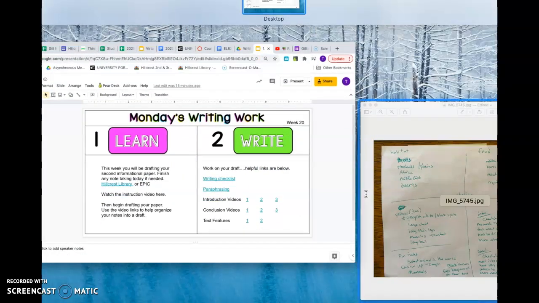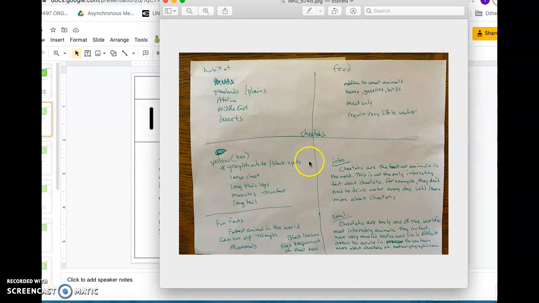So, as an example, I took some notes on cheetahs. So this is my note-taking sheet. My topic is cheetahs. My subtopics: habitat, food, and it should say appearance here at the top, but it doesn't. And you can see my notes are very scribbled, and I've crossed things out, and I didn't make them neat in any way because these are just my notes.